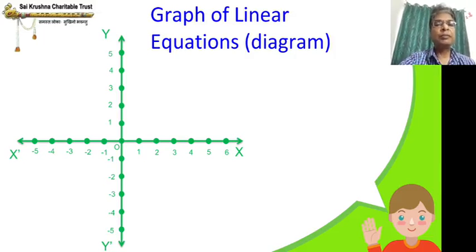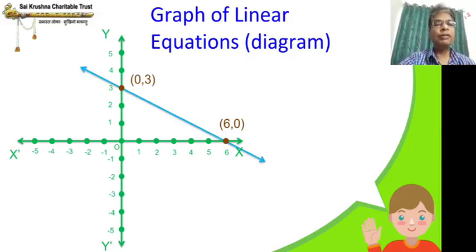Step number 3 is to plot any 2 points. So now I am plotting (0, 3) and (6, 0) in the graph. That is step number 3. Step number 4, join both of them. I have just written AB, it is not a must to write AB. Step number 5 is writing the equation beside the line: x plus 2y equal to 6.